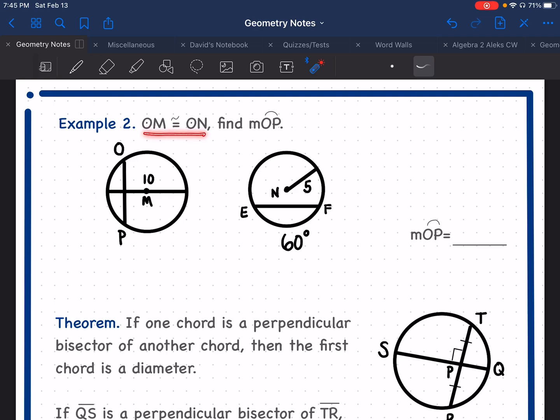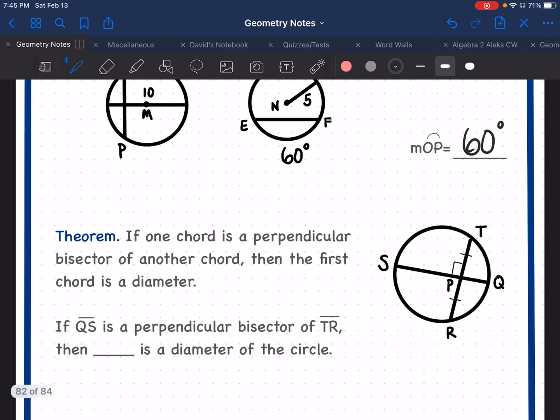Plus, we were told right here. They want me to find the measure of this. Well, if these are congruent circles, then this chord is congruent to this chord. So if EF is 60, then so is OP.